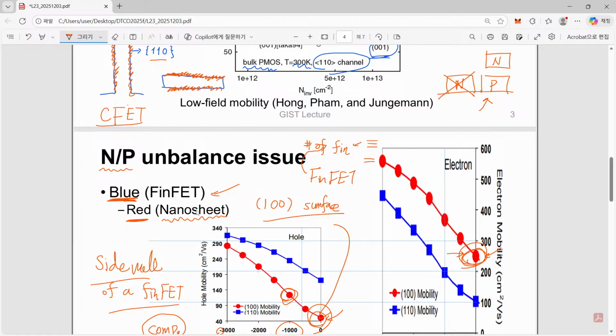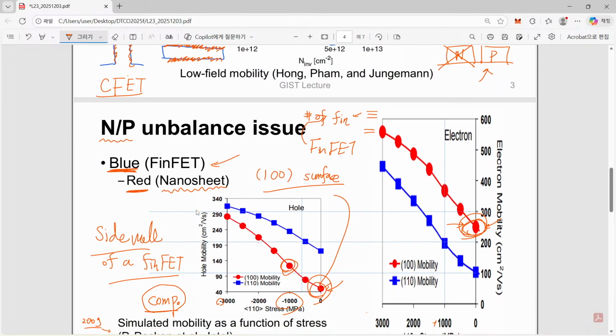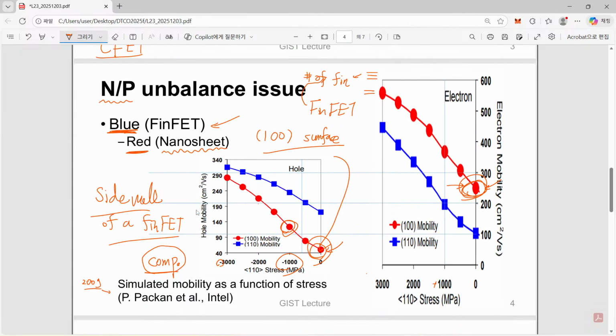In this case, you have no freedom to change the width of your P MOSFET and N MOSFET independently. You just have one single, quite tall fin. After that, by applying an etching process, you make this CFET. So simply speaking, now we have no ability to control this effective width.